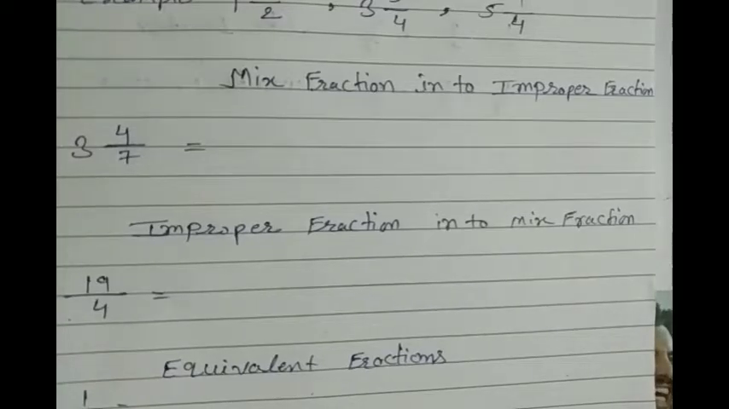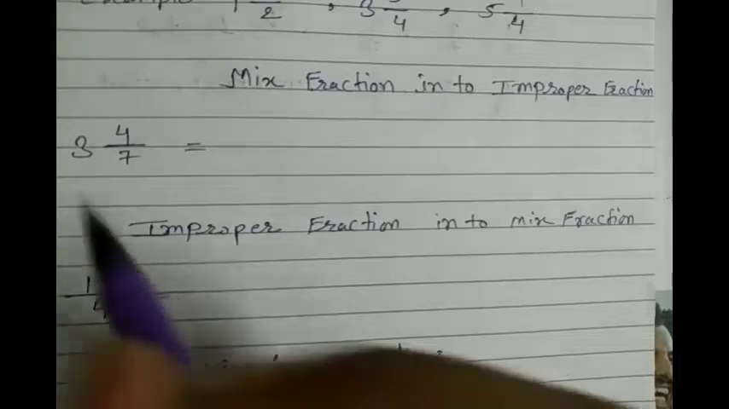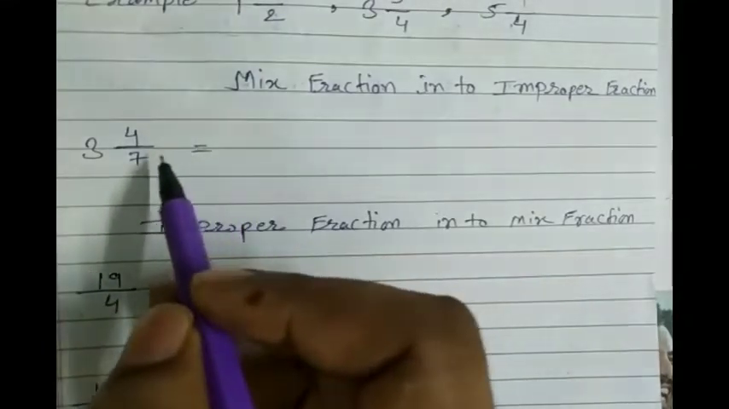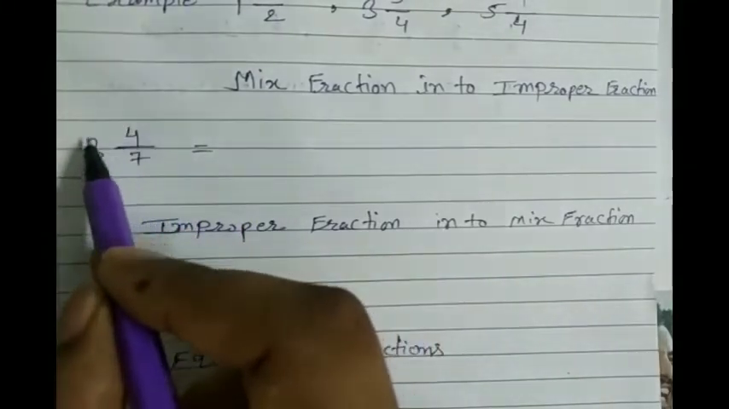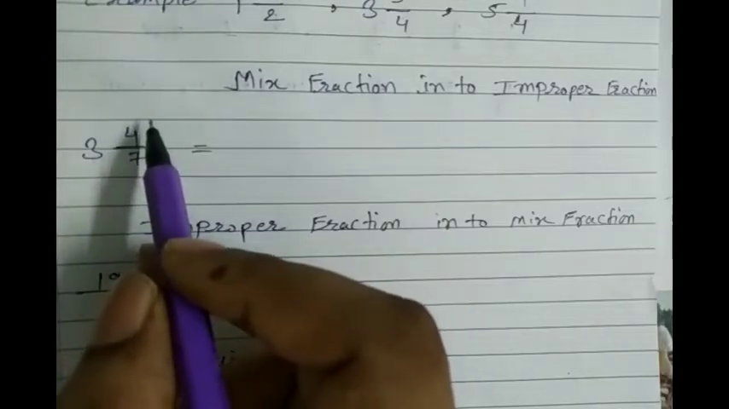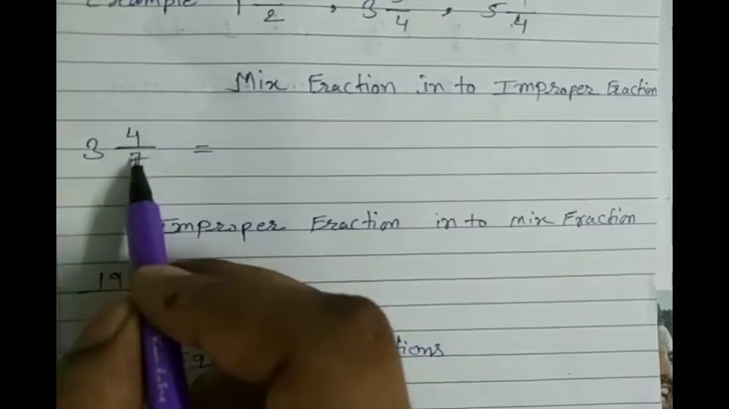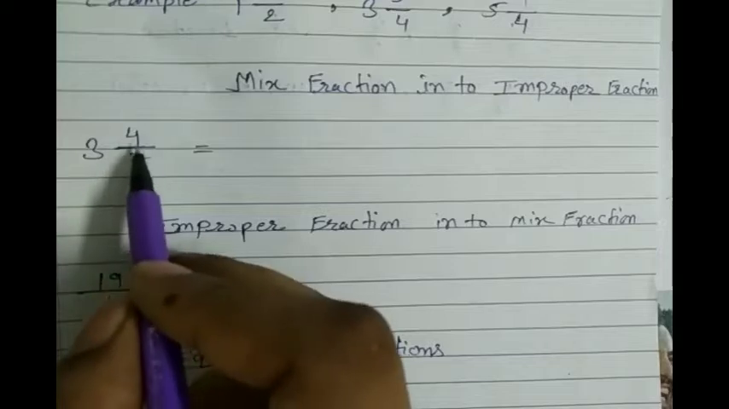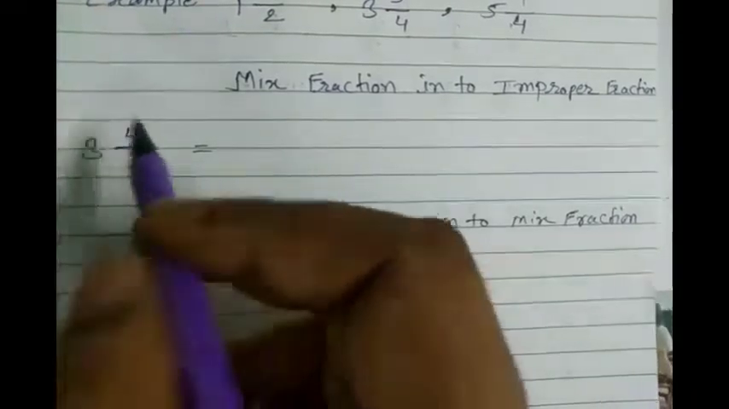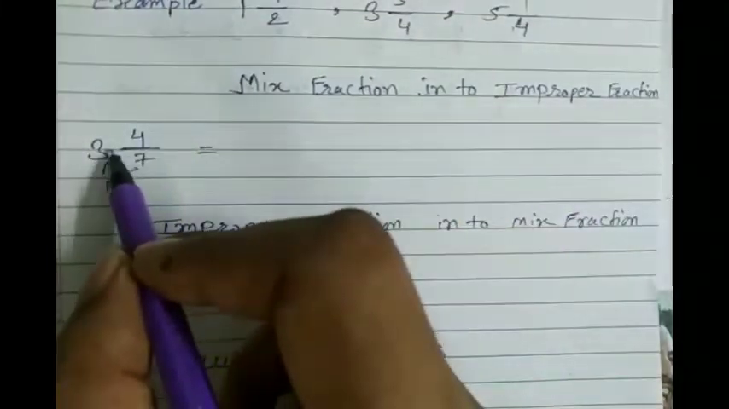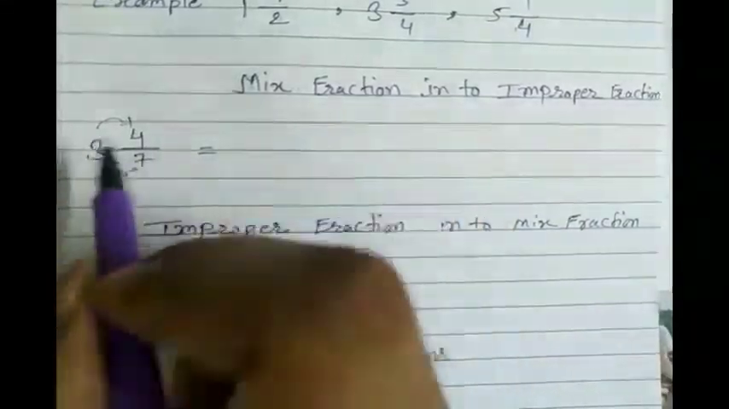You get a question for 1 mark: convert the given mixed fraction into an improper fraction. So we have a mixed fraction 3, 4 upon 7. The method of converting a mixed fraction into a simple fraction is very easy. You have to just multiply the denominator of the proper fraction with the integer, and whatever answer you get, you have to add that answer to the numerator.